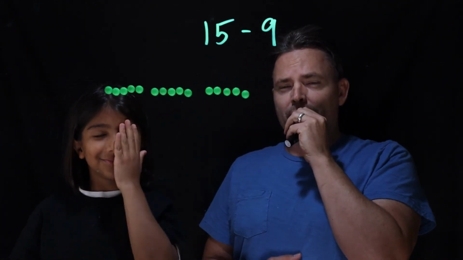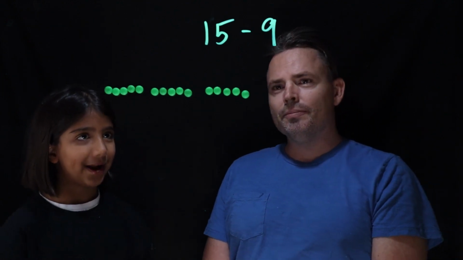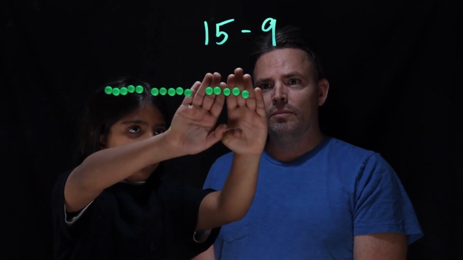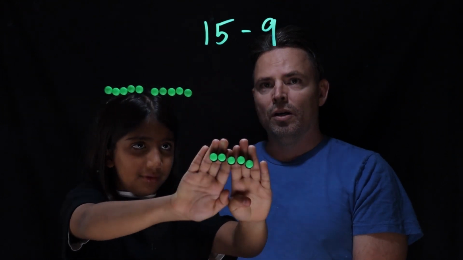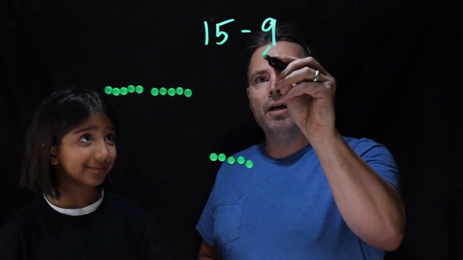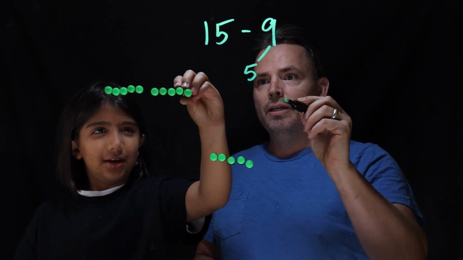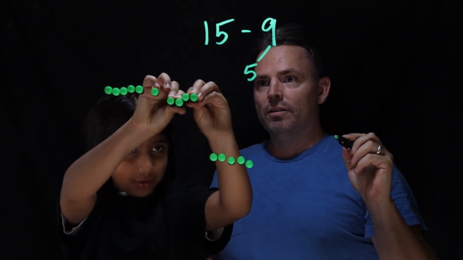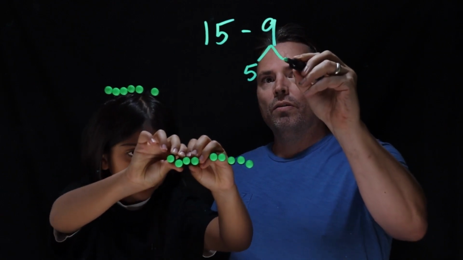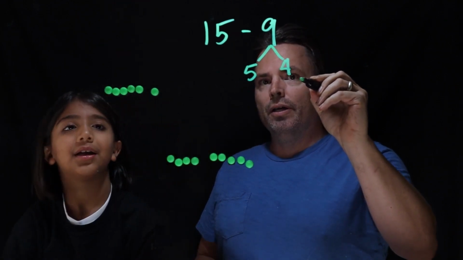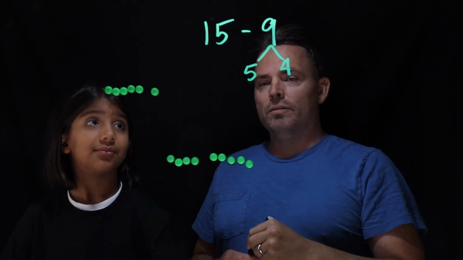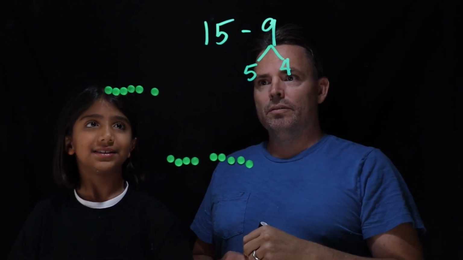So what are you going to do? You got to subtract 9. What's your idea? My idea is I want to make 10, so let's take away this 5. Oh, okay, so you're going to split the 9. And I want to split it into 5 and 4. Oh, 5 and 4. Then I have 6 left, so 15 minus 9 is 6.